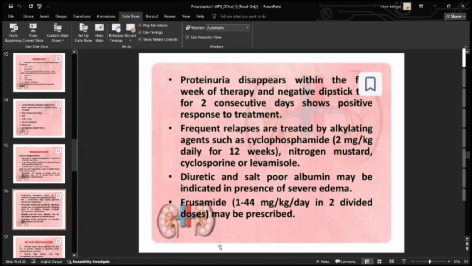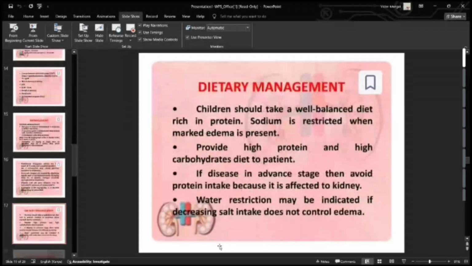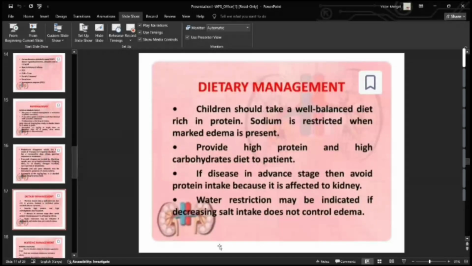And then frequent relapses are treated by alkylating agents such as cyclophosphamide, 2 milligrams per kg daily for 12 weeks. These are just the drugs. Then some lifestyle changes.